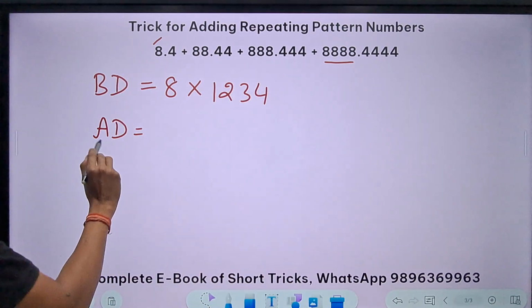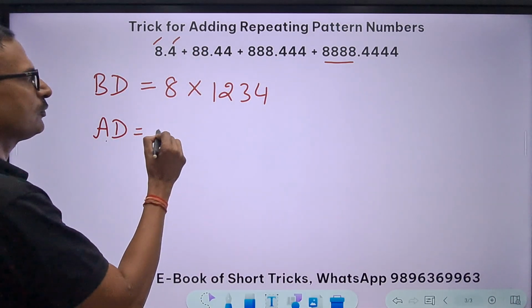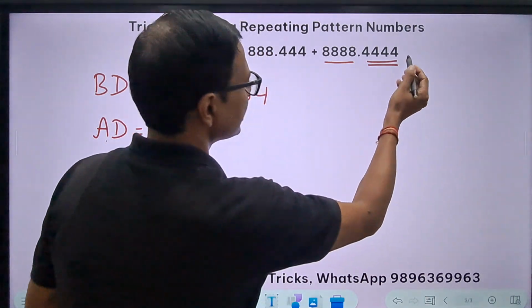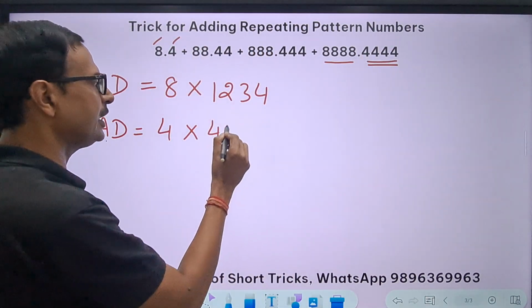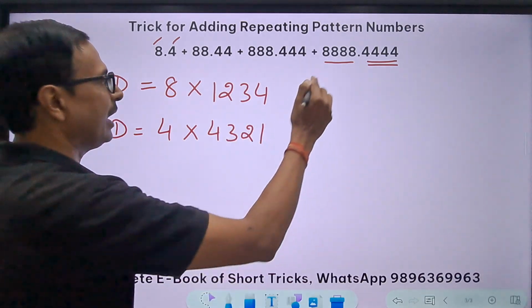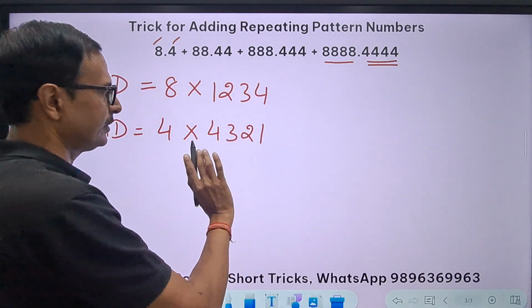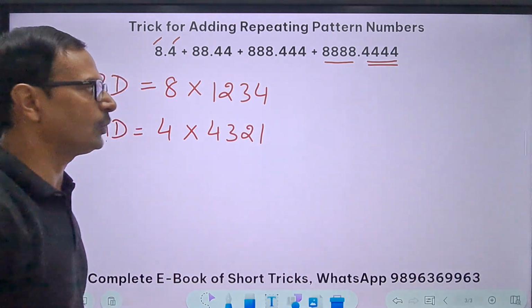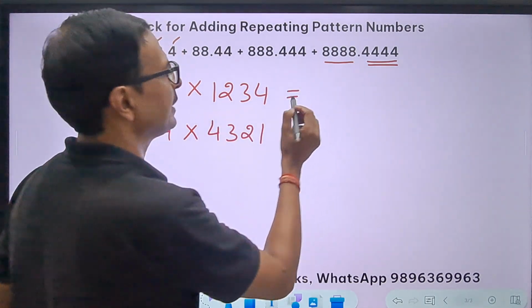Now what happens after decimal? We have 4. So 4 times what? How many maximum number of 4s are there? 4. So 4 3 2 1. Remember, after decimal it is the number by which we have to multiply this is the reverse order, 4 3 2 1. So let's perform this multiplication first.